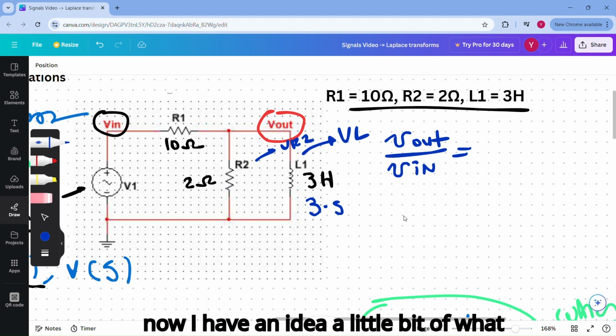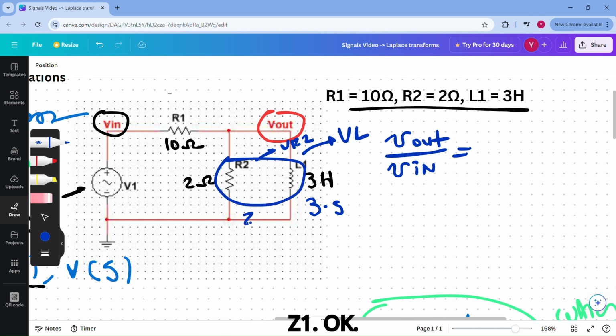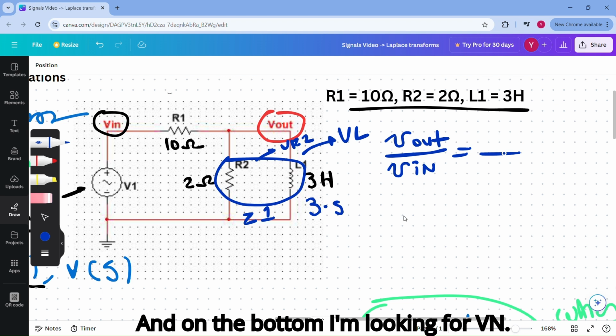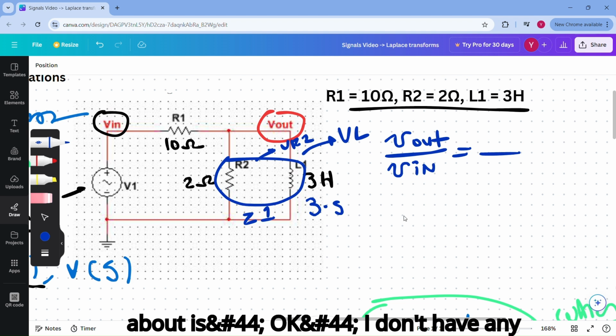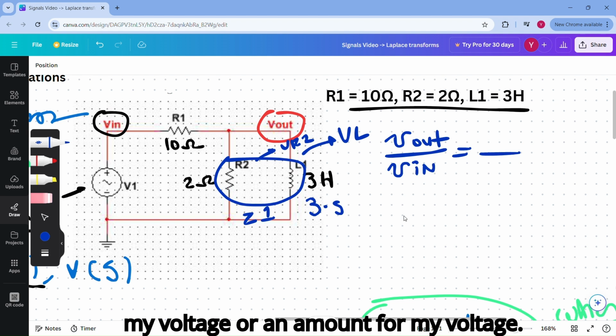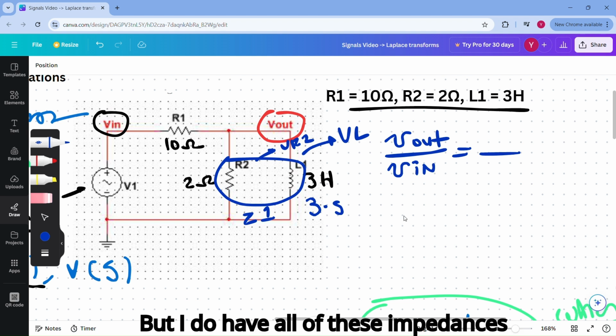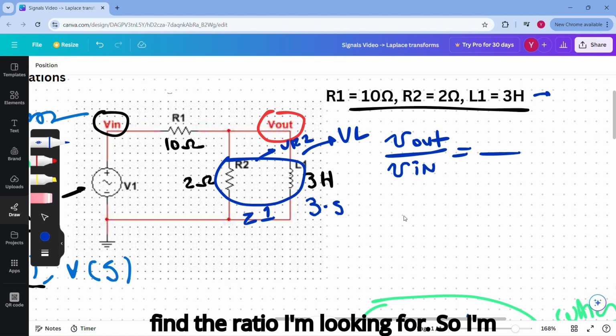So now I have an idea a little bit of what I'm looking for. I can also call this whole section Z1. Okay? And on the bottom, I'm looking for Vin. So something in my mind that I'm thinking about is, okay, I don't have any current values. I don't have a signal for my voltage or an amount for my voltage, but I do have all of these impedances that I can work with. And so now that they're all in the S domain, I can really work with these impedances and find the ratio I'm looking for. So I'm going to call this Z1.